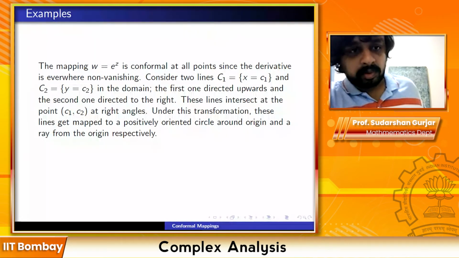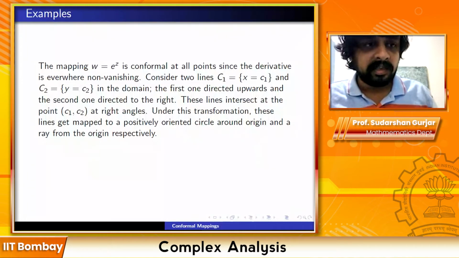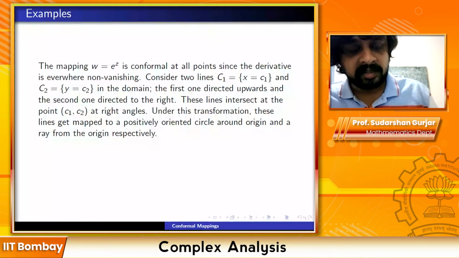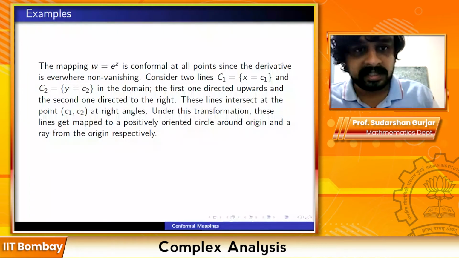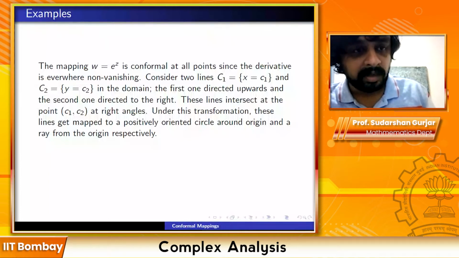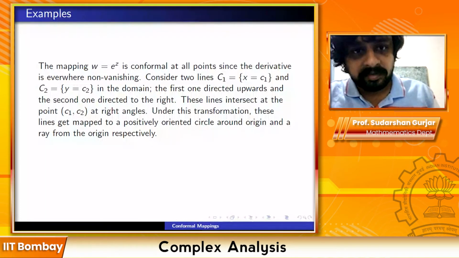To be precise, it never hits the origin, but if you extend it, it hits the origin. The origin is never attained, but the image comes arbitrarily close to the origin. So anyway, the image of C1 is a circle and the image of C2 is this ray emanating from the origin, and the two will again intersect at right angles.